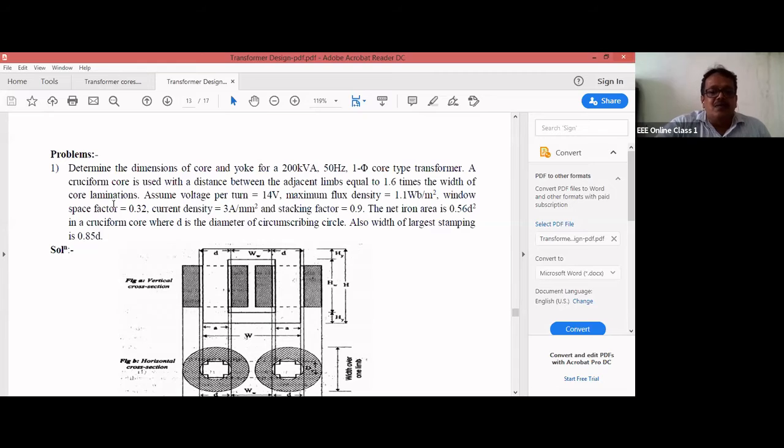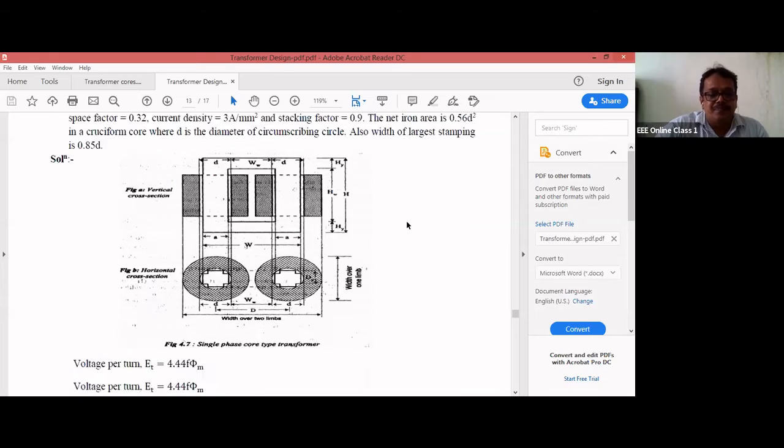Along with that, you have to find out the main dimensions: HW, WW, overall H, and overall W. And along with that, you have to find out the yoke: height of the yoke, depth of the yoke, and area of the yoke. You have to find these things using this data.